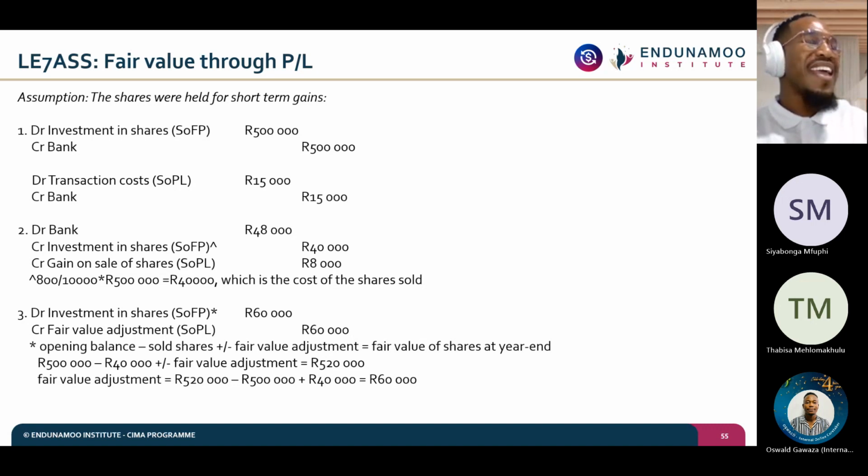We've sold 800 shares out of 10,000. So 800 out of 10,000 multiplied by 500,000 gives us 40,000. That is the credit entry that goes against our investment in shares at the date on which the 800 shares are sold, and that's an amount of 40,000. The difference between what we got in the bank account and the cost becomes the gain on the sale of shares, and that gain goes to the statement of profit or loss as 8,000 Rand.